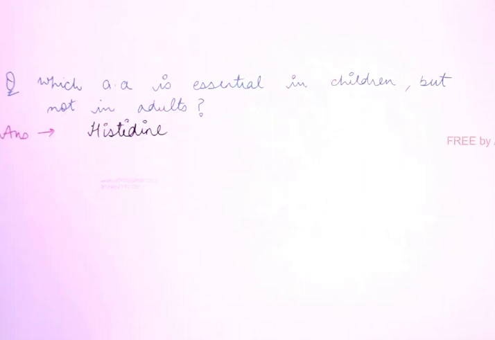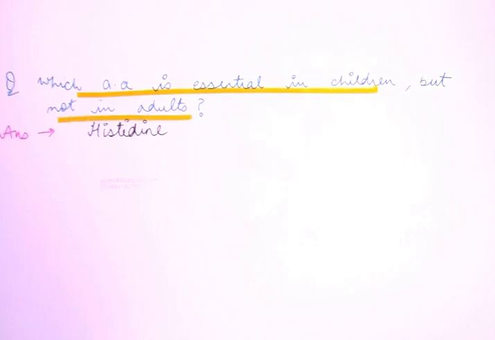And now if they ask you a question that which amino acid is essential in children but not in adults, then it is histidine. So you can see here that histidine can be synthesized in adults but cannot be synthesized in children. So when we say out of arginine and histidine, which is more towards the essential category, we will say arginine is more towards the essential category, right?